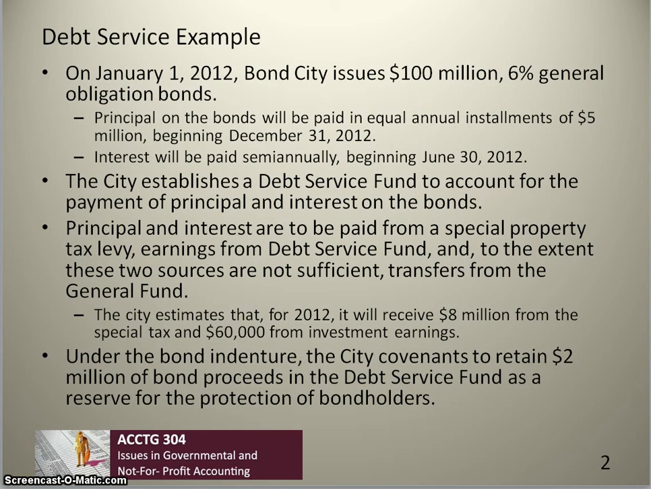Under the bond indenture, the city covenants with the bondholders that it will retain $2 million of the bond proceeds in the debt service fund as a reserve for the protection of bondholders. This is a fairly typical covenant for a municipal bond. It's intended to make the bonds more attractive to investors and therefore obtain a lower interest cost for the bonds.